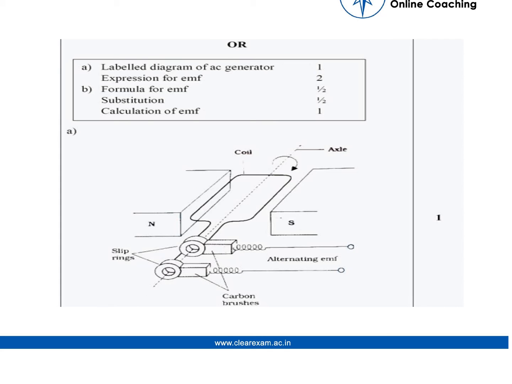Now coming to the OR part, question number A. So we will draw this diagram. Okay, this is slip rings. Okay, these are alternating EMF, and these are carbon brushes, and this is the coil. It's not clear in this picture. This is the axle.